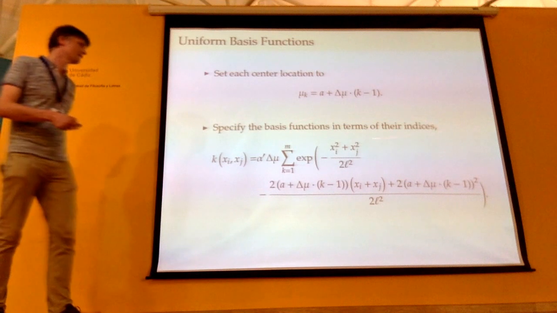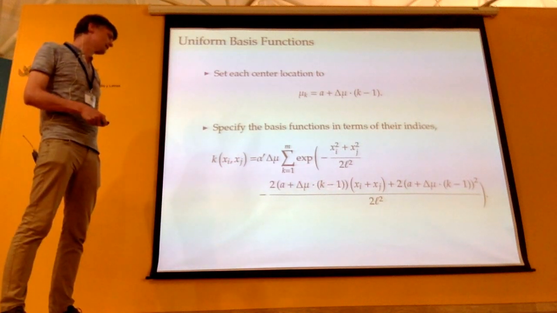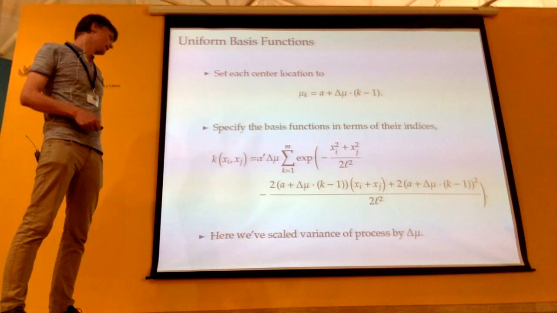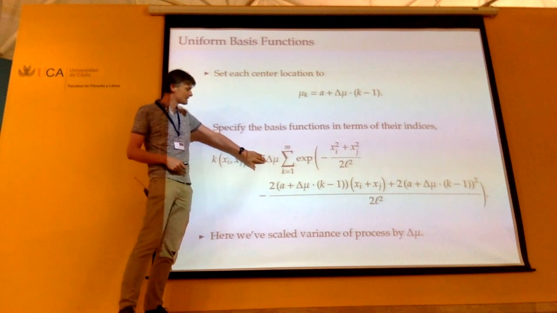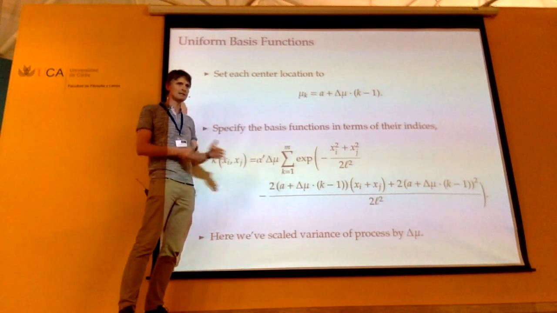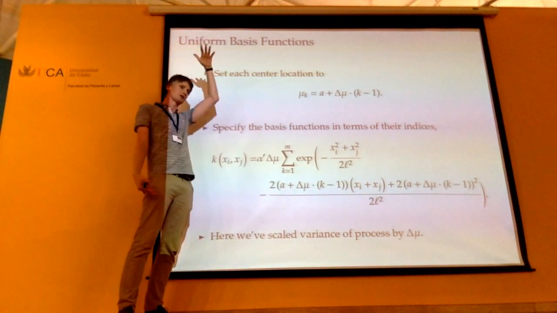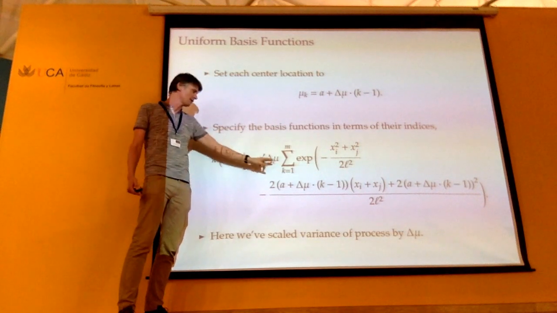So expressing these basis functions in terms of their indices and putting in the k here to replace the mu_k, I also have to scale. I have to pre-scale the whole process by this gap, because if I don't, then as I add more basis functions, the scale of the process goes up. So this corrects for that.